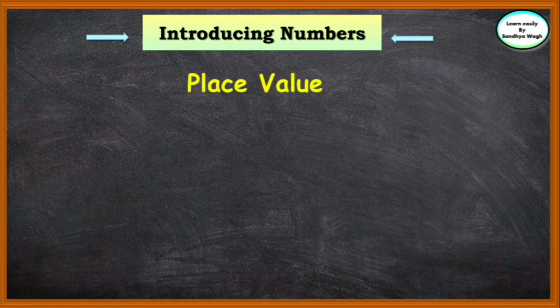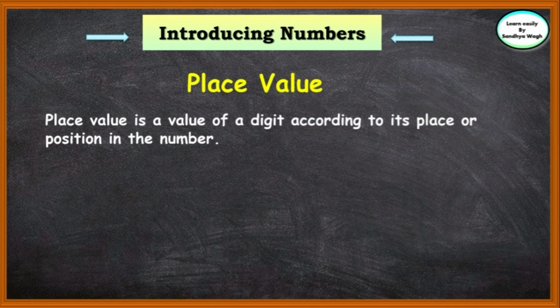Now let us learn about place value. Place value is the value of a digit according to its place or position in the number. That means if we change the place of a digit, its place value also changes. Let us see one example. Here we have number 49. Children, to find out place value, first we have to find out in which place the digit is. Here 9 is in ones place and 4 is in tens place, right?